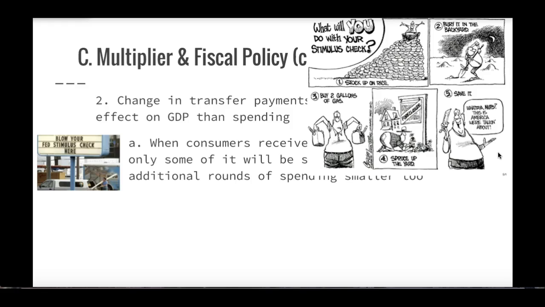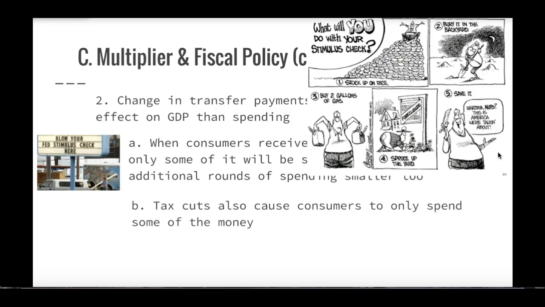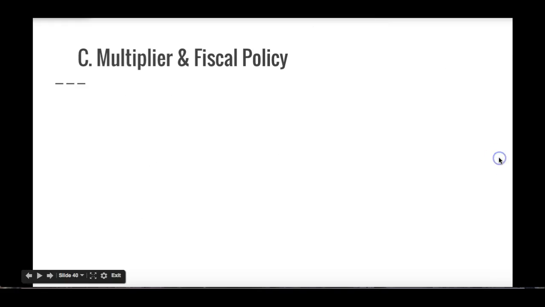So here's the thing, you've got to keep in mind that tax cuts also cause consumers to only spend some of the money, again, because they're going to save some of it. Both with transfer payments and tax cuts, it's not going to be as much of an increase as government spending because we are going to save some and spend the rest. So how can you actually determine how much taxes affect the multiplier?